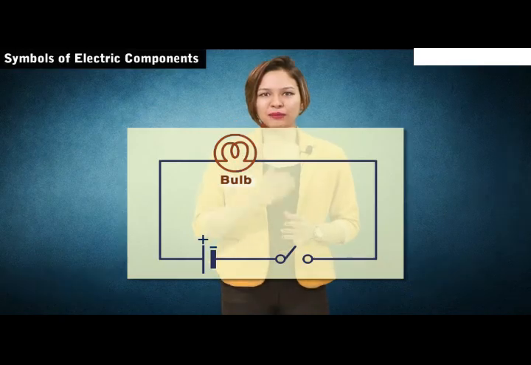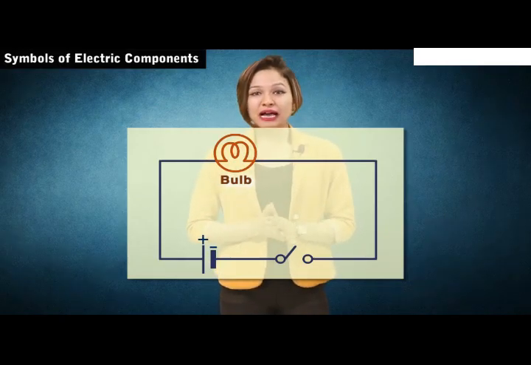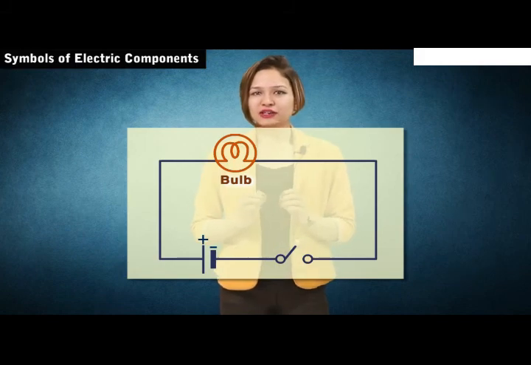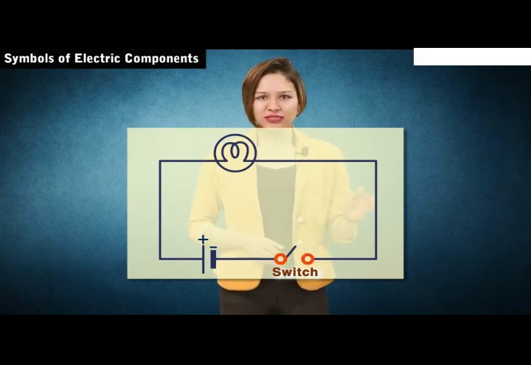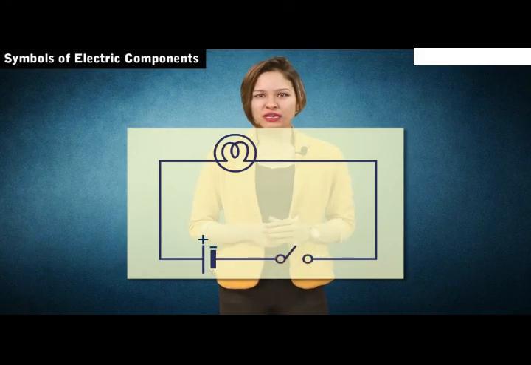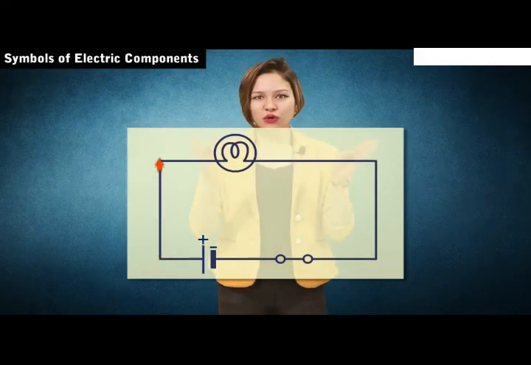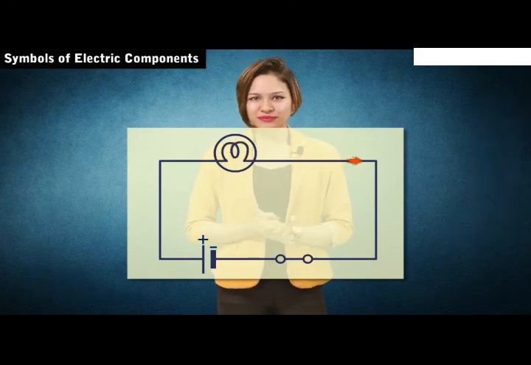Next is the bulb, which is represented by this simple symbol, a single turned coil inside a circle. The symbol of a switch in on and off is represented by two dots and a line. So, when it is in the on position, the line touches both the dots and it forms a closed circuit, thus allowing the electric current to flow.